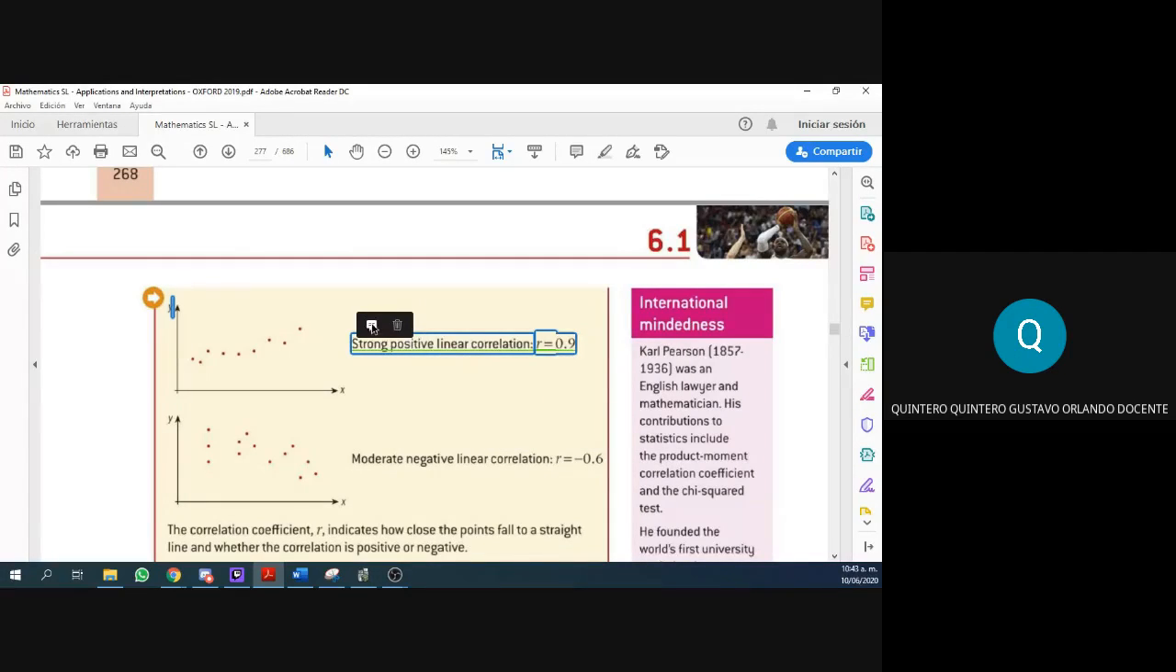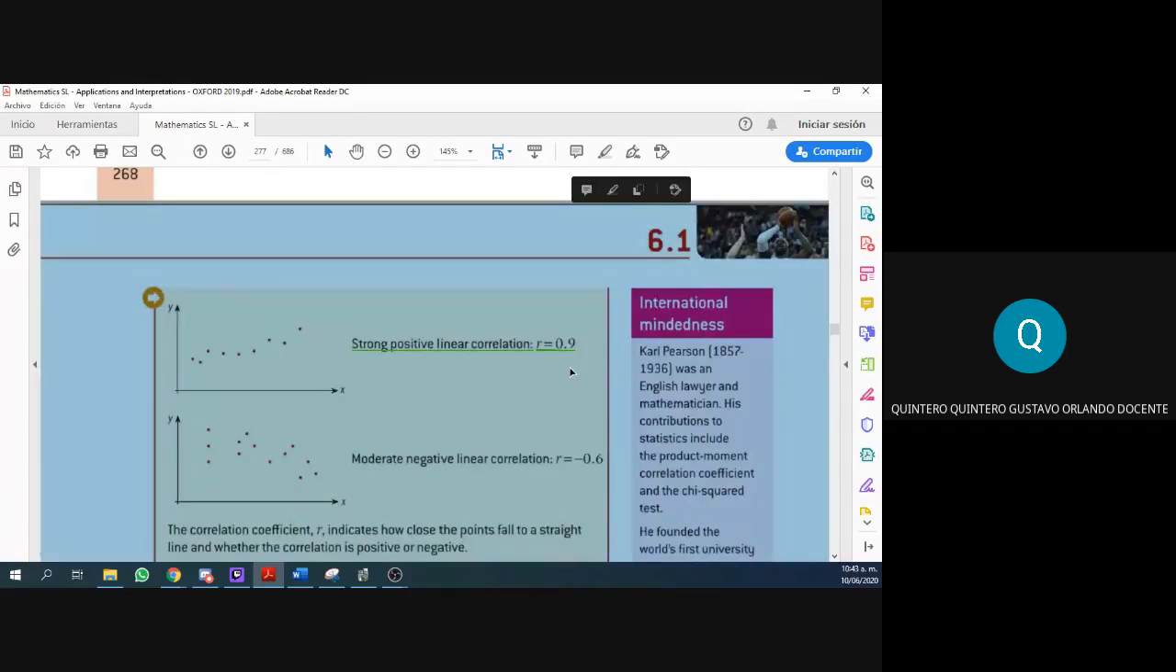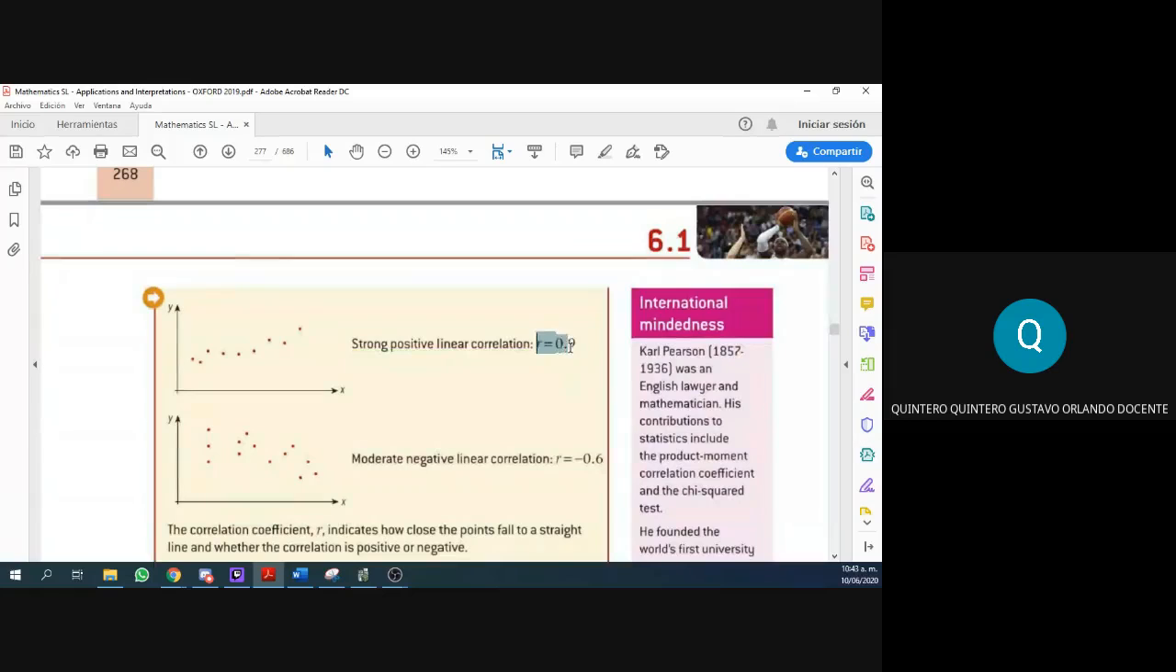The value of R here is positive and 0.9, meaning, according to our table, this is a strong correlation. And simply because the value is positive, we have a strong positive correlation.